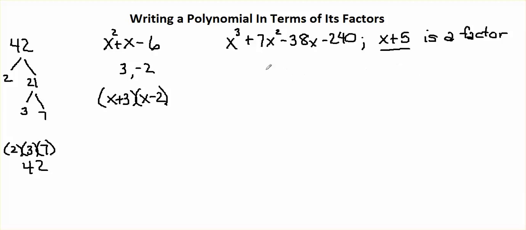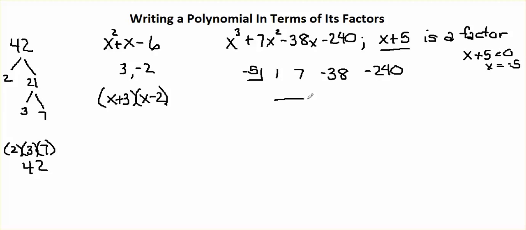So let's set up the synthetic division. Because it is linear, let's set up a synthetic division problem. What are we going to put inside of our little box there? X plus 5 equals 0, so x is going to be -5. All right, we're going to stick -5 in our box. What are all of our coefficients? We don't have any missing terms, so we're going to write a 1, a 7, a -38, and a -240. Let's go ahead and bring our 1 down and do synthetic division to see what other polynomial, if we multiply this by another polynomial, what would it be?